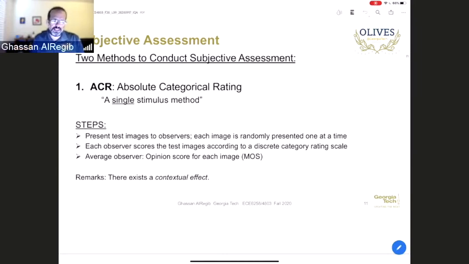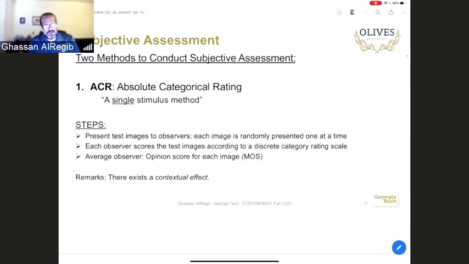Once you have those in place, you start to display a single image at a time to the observer, and the observer will score each image according to a scale we'll talk about in a minute. You randomly show these test images one by one to the observer. Then for each observer, we have an opinion score for each image. If you have 20 observers, you average among these 20 scores for that particular image. That becomes the MOS, the mean opinion score for that image.